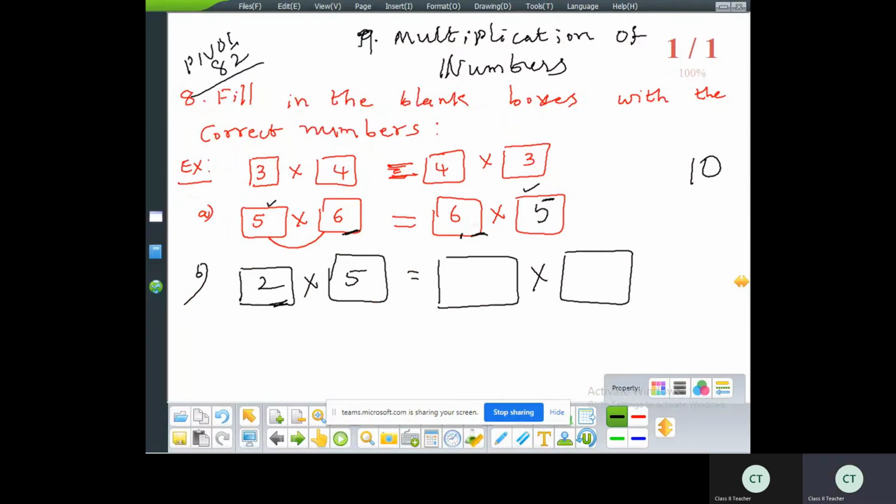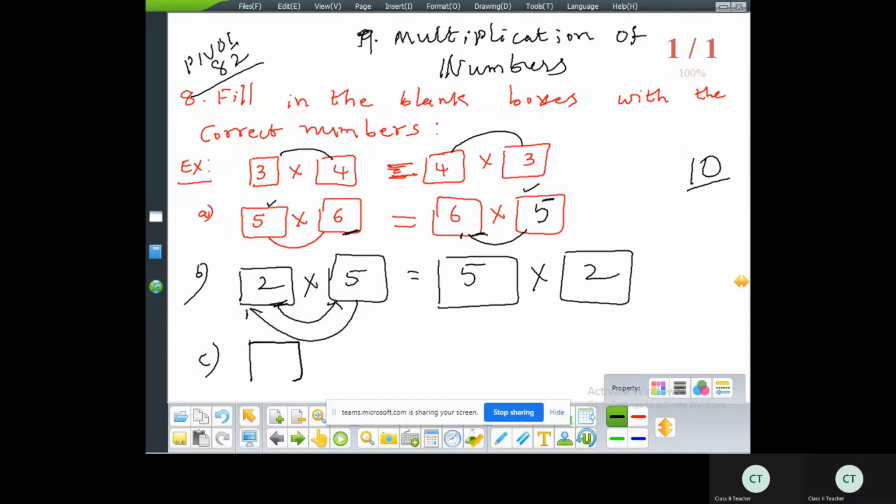In our previous problems, 3 into 4, 4 into 3. 5 into 6, 6 into 5. Means numbers are changed by their places. 2 5s are 10. Now read 5 table. 5 1s are 5. 5 2s are 10. Means 5 into 2. 5 2s are 10. 2 5s are 10. Now question C.